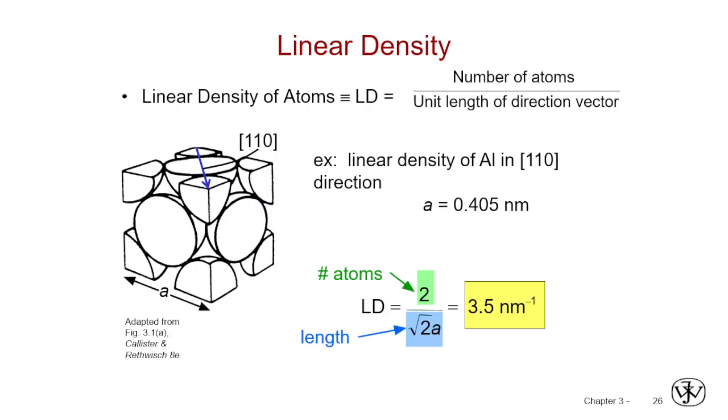So now we'll go to the linear density. To find the linear density of atoms, that is the number of atoms that are there along a particular line or vector, that is called the linear density. It is nothing but the number of atoms along that particular line divided by the unit length of the direction vector. Say for example, the linear density of Al, aluminum, in 110 direction.